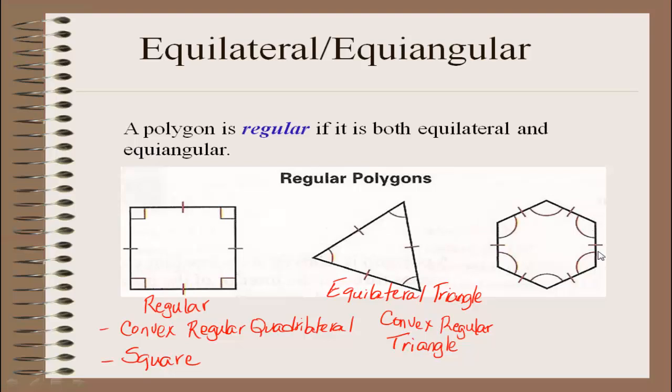This one here, this is a hexagon. It has 6 sides. All sides are congruent. All angles are congruent. Therefore, this is a regular polygon. But we can be more specific. We can say it's a regular hexagon, right? We can say it's a regular convex hexagon.